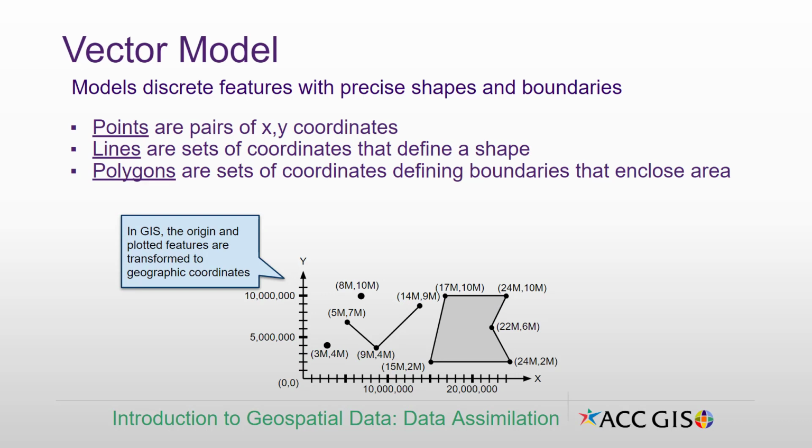Vector objects are located in geographic space by transforming the Cartesian coordinate system to a geographic coordinate system. So the points are converted from a pair of Cartesian xy coordinates to a pair of geographic xy coordinates. The lines are just a set of coordinates that define a shape. So in the example below, we can see that the line is made up of 3 points that are connected by 2 lines. Polygons are just a set of coordinates defining boundaries that enclose an area. And so again, in the example below, you can see that a polygon is a series of points in which the first point and the last point are coincident, or the same.